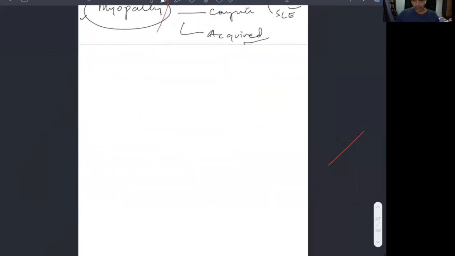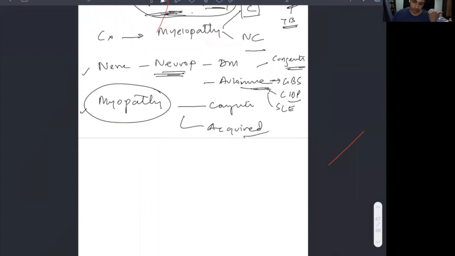And evaluation completely depends on your localization. So if it is a cervical cord, you go for an MRI cervical spine. If it is a nerve, you will go for a nerve conduction test. If it's myopathy, you will go for an electromyography. And that is how you approach it.